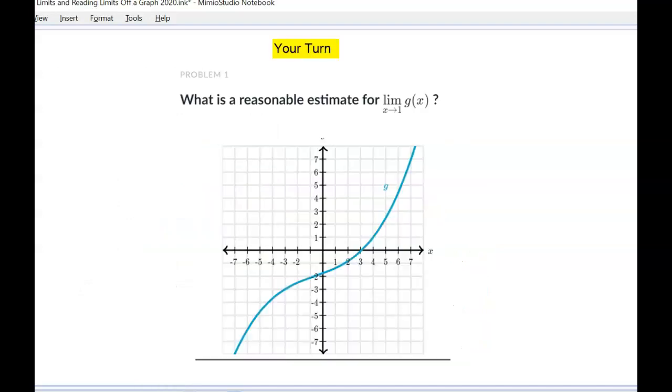All right, what would be a reasonable estimate for the limit as x approaches 1 of g of x? So I want you to pause the video quickly and give this one a try.